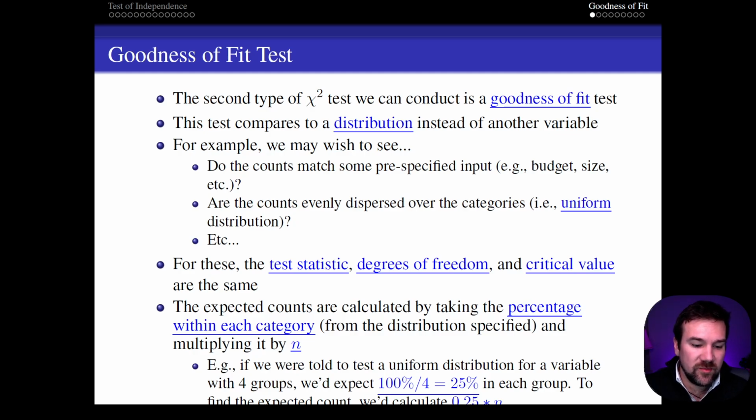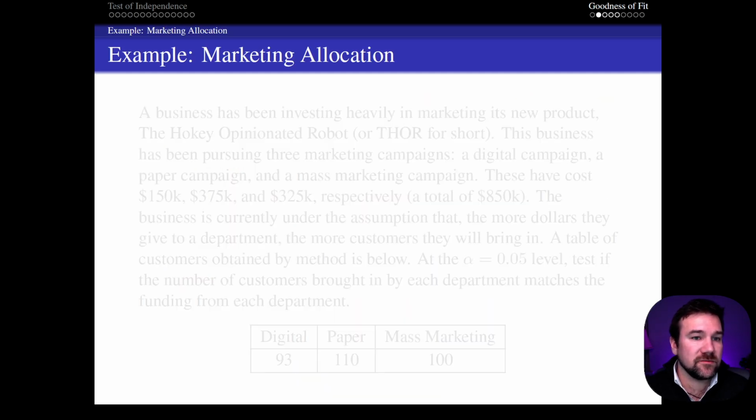For a second example, with 4 groups, if I were looking at the uniform distribution, that is, I assume all 4 groups are going to get the same counts in each, I would take the 100% total distribution divided by 4, and I would expect that there would be about 25% in each group. To find the expected count, I would take the decimal version, 0.25, and multiply that by the total number of observations.